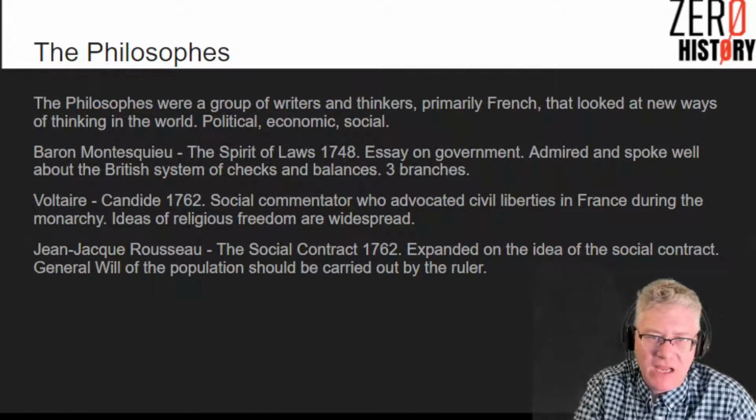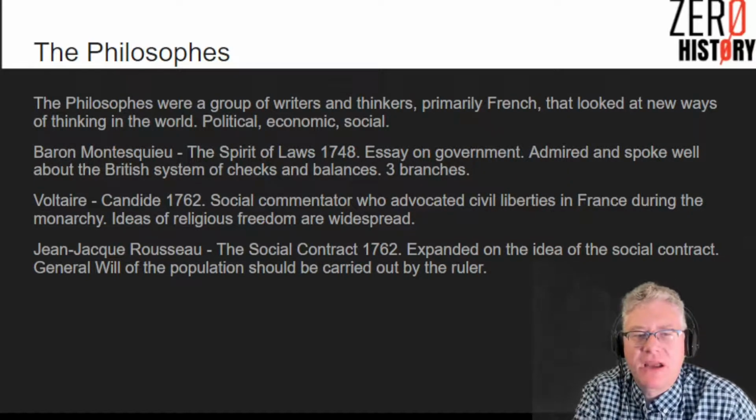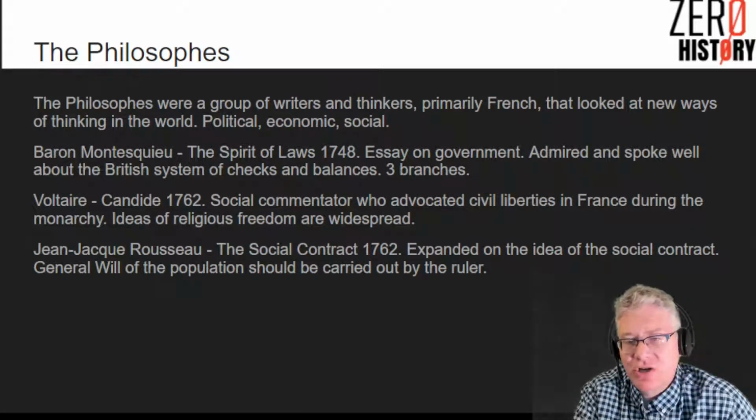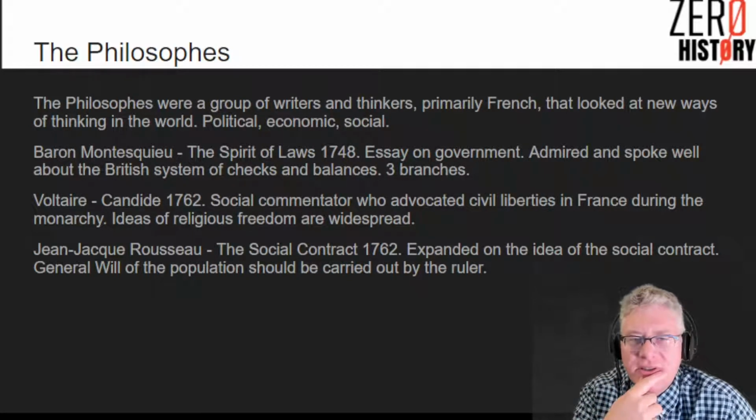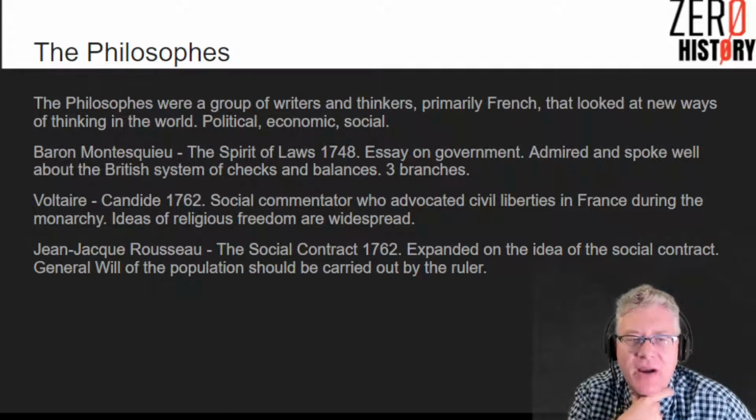Next up. So the Philosophers then are going to come a little bit later than the early Enlightenment thinkers. They are going to be French almost exclusively, and the word itself means sort of philosophers, but they are typically grouped together. They're a group of writers and thinkers, primarily French, that looked at new ways of thinking at the world. So they're going to expand beyond just the government stuff and do government, economic, and social things as well. One of these important guys here is Baron Montesquieu.